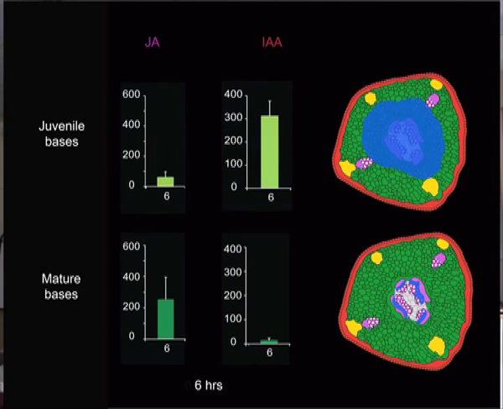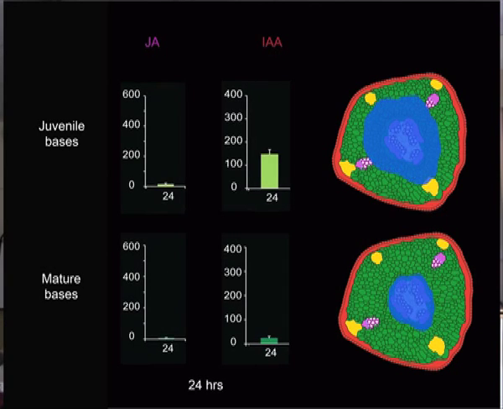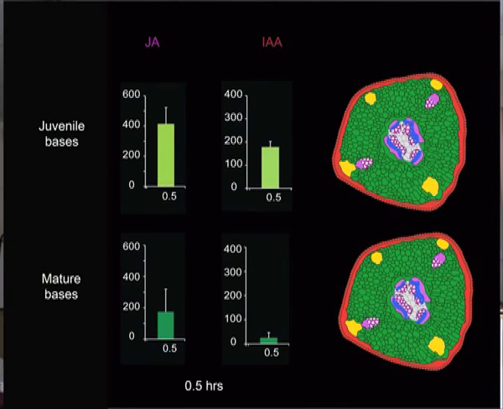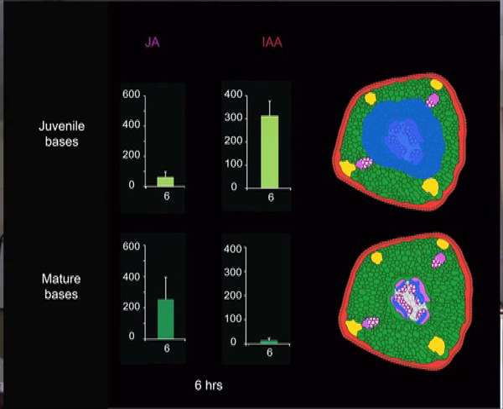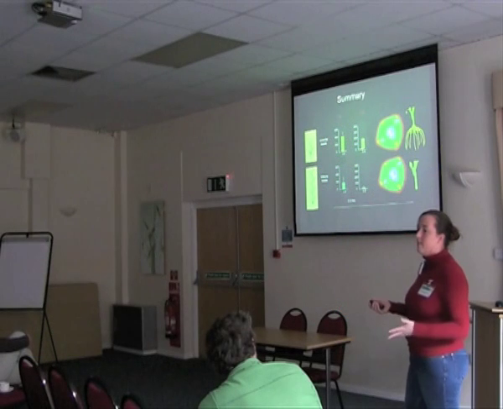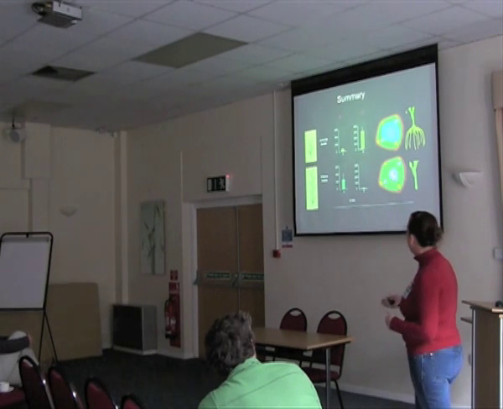So this is the level of jasmonic acid in the juvenile bases. This is the level of jasmonic acid in the mature bases. This is the level of auxin. And this is representing the DR5 GUS response. And you see here the outcome is roots, and in this one the outcome is no roots. So we think that's pretty interesting. We're going to look a bit more at jasmonic acid and at auxin in terms of other species and what happens as they switch to flower development.